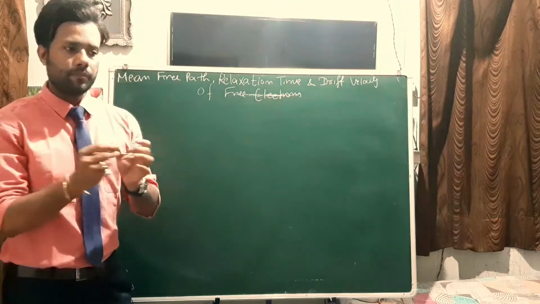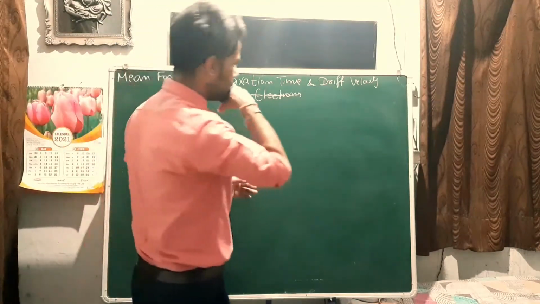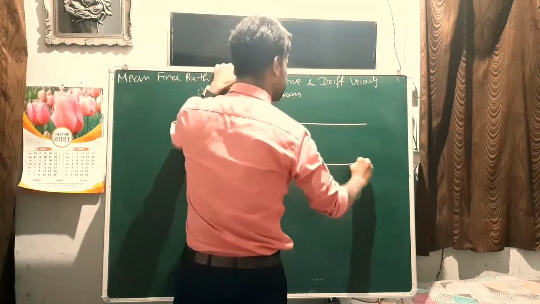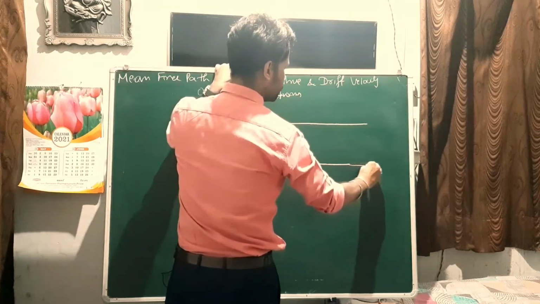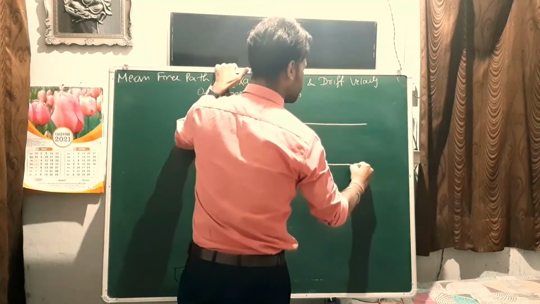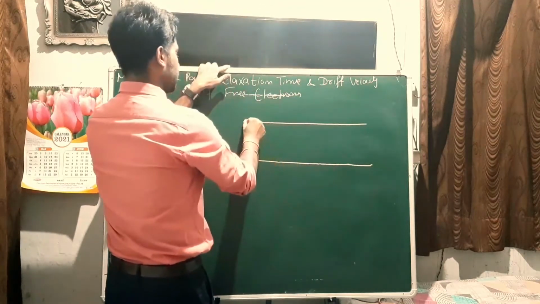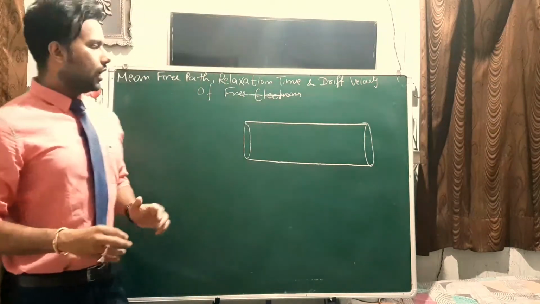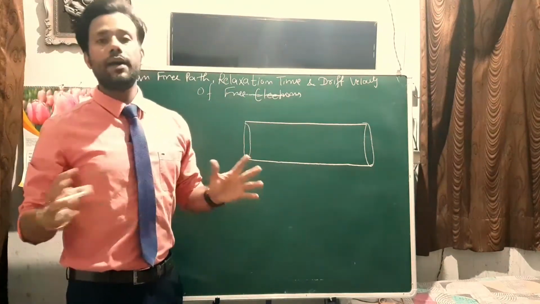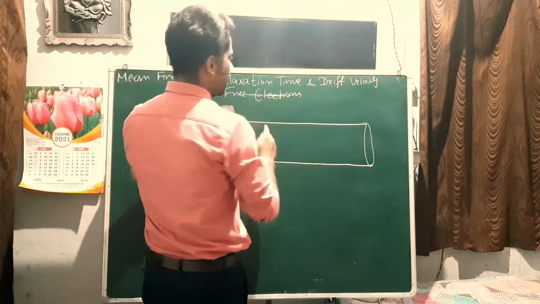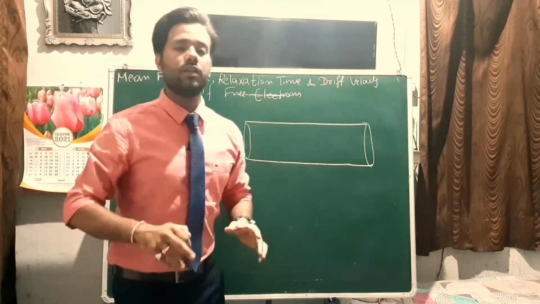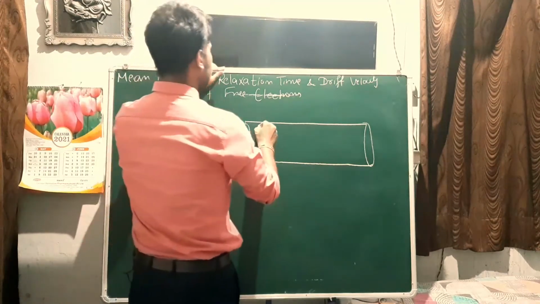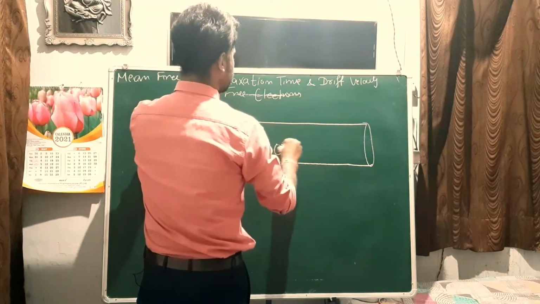Consider a conductor of length L, right? So let's say this is the conductor. This is the cross-section area A. Now in the conductor there will be so many atoms, and you know that from these atoms some electrons are already detached. So these atoms become positive ions. So these are positive ions.